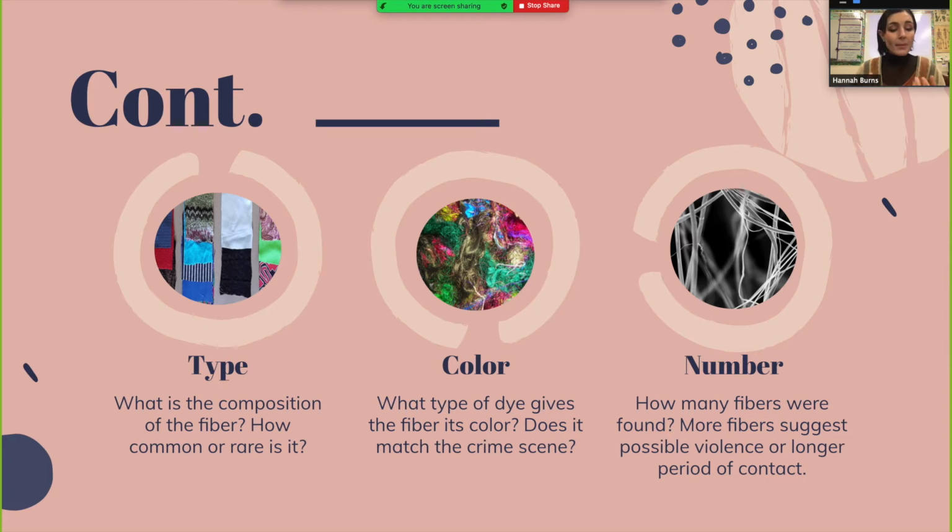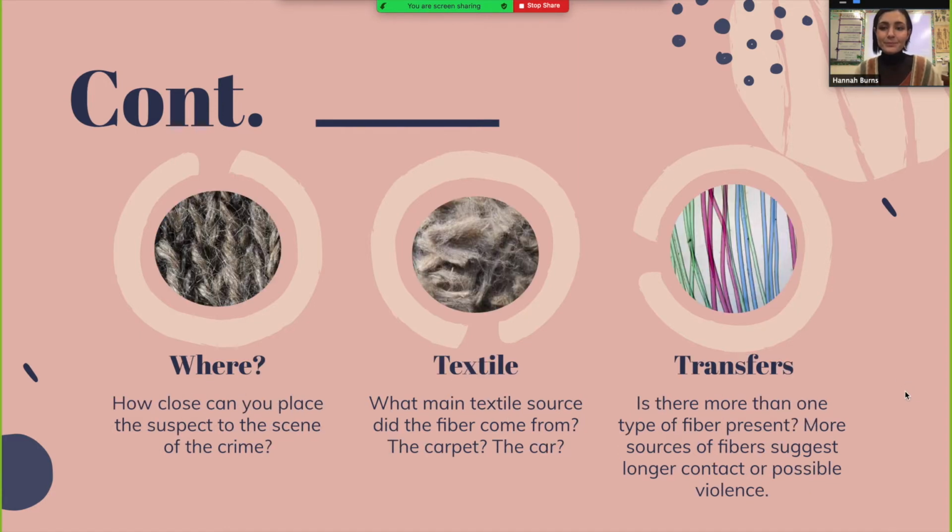We want to look at number, so how many fibers were found. And this goes into Locard's principle of exchange. More fibers suggest possible violence or a longer period of contact. So as we know, the more that you interact with somebody, the more evidence that's going to be exchanged between you. You want to know where that fiber was found. How close can you place a suspect to the crime scene based off of the location of that fiber?